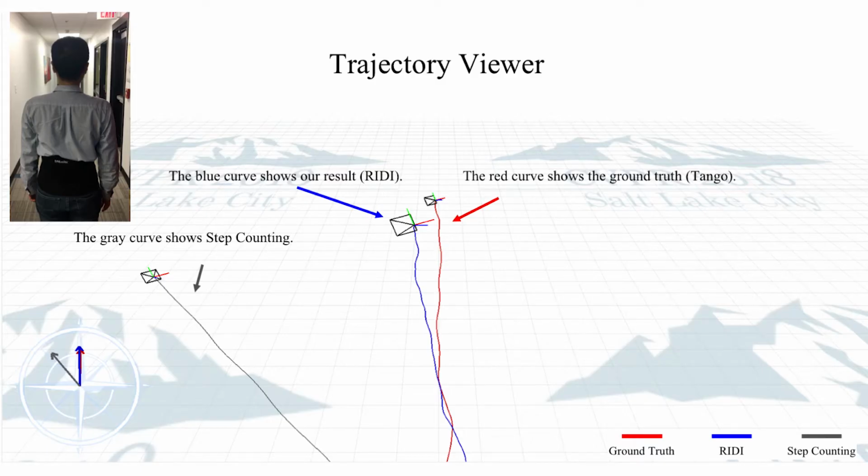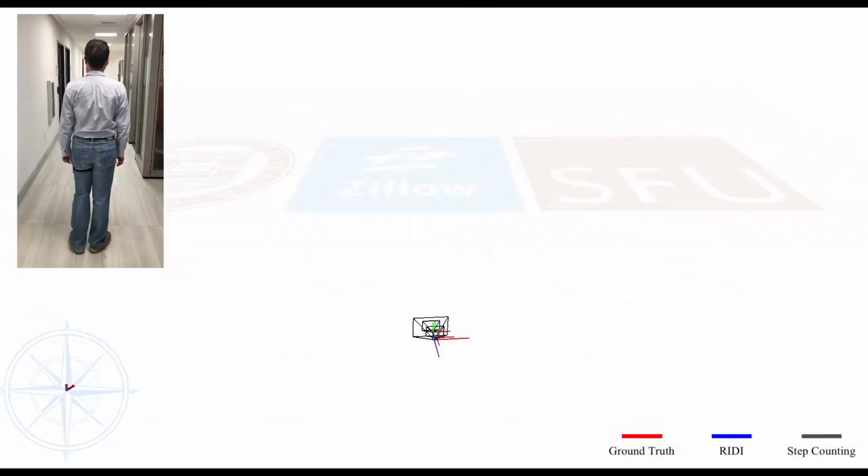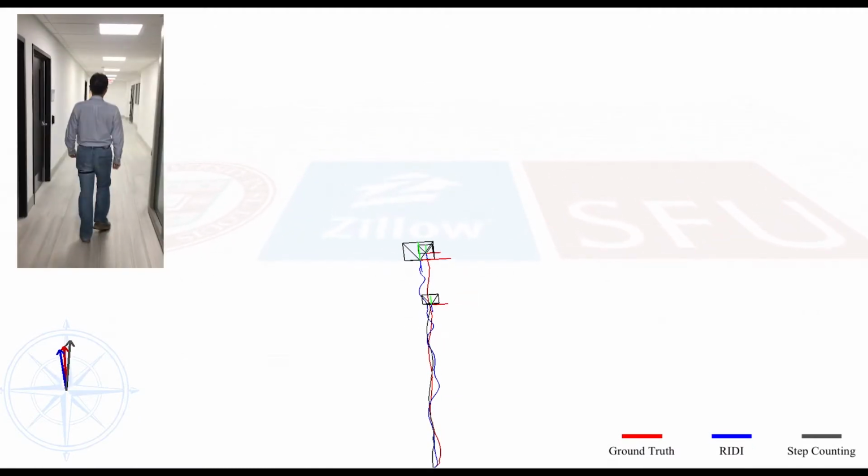Next, we show selected experimental results compared against the classical step counting method and the ground truth. We obtain the ground truth by a visual inertial odometry system while using body belts to ensure that the camera is always visible. In the first example, the device is mounted near the leg pocket. The subject walks at a constant speed with a stop in the middle. Both methods work well.